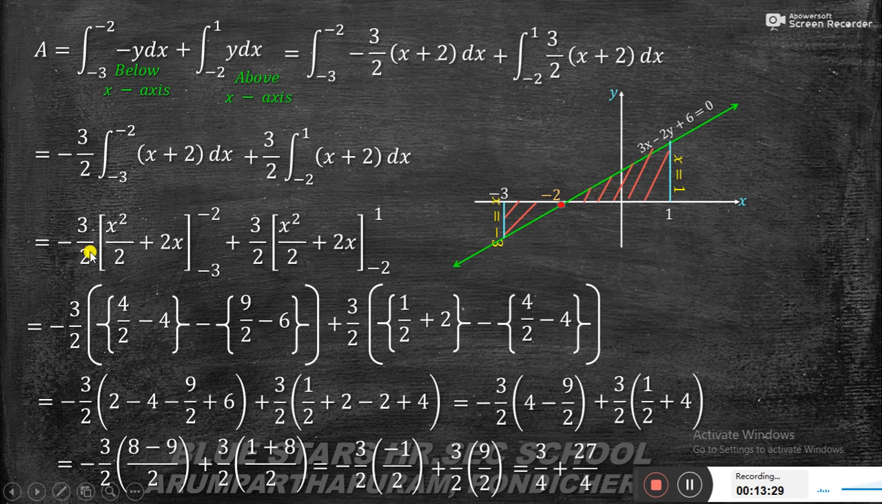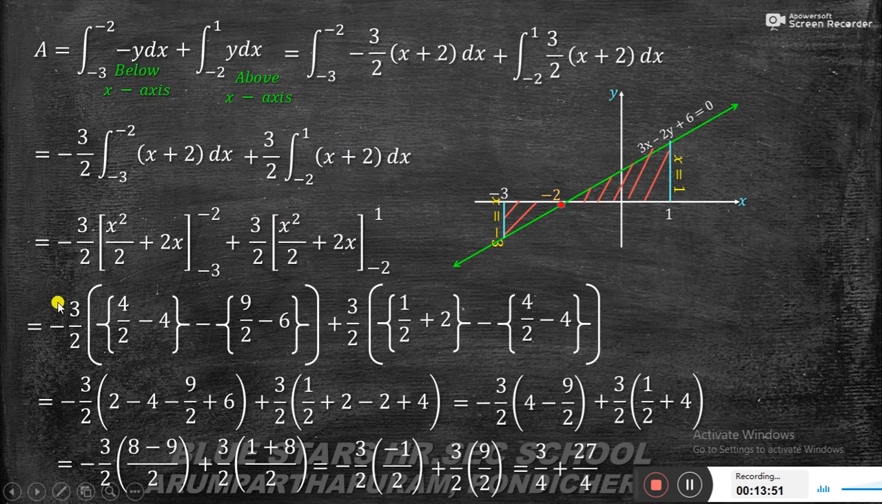In the next step, minus 3 by 2, now we integrate x plus 2. The integration of x is x square by 2, and the integration of 2 is 2x. We substitute the limits minus 3 to minus 2. Next, plus 3 by 2, we integrate x, which is x square by 2, plus the integration of 2, which is 2x, with limits minus 2 to 1.